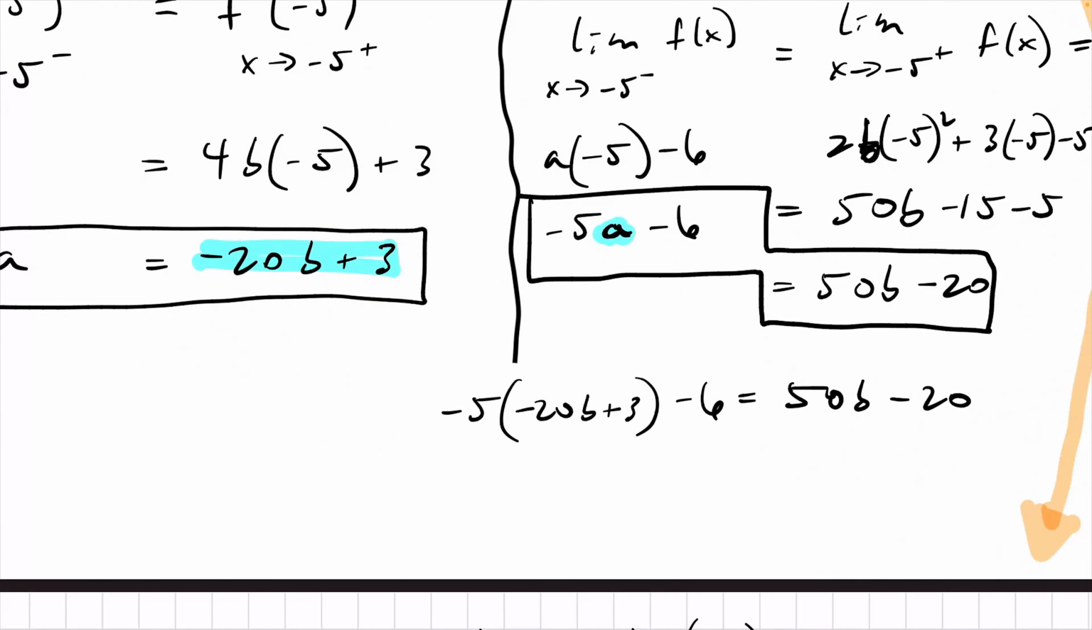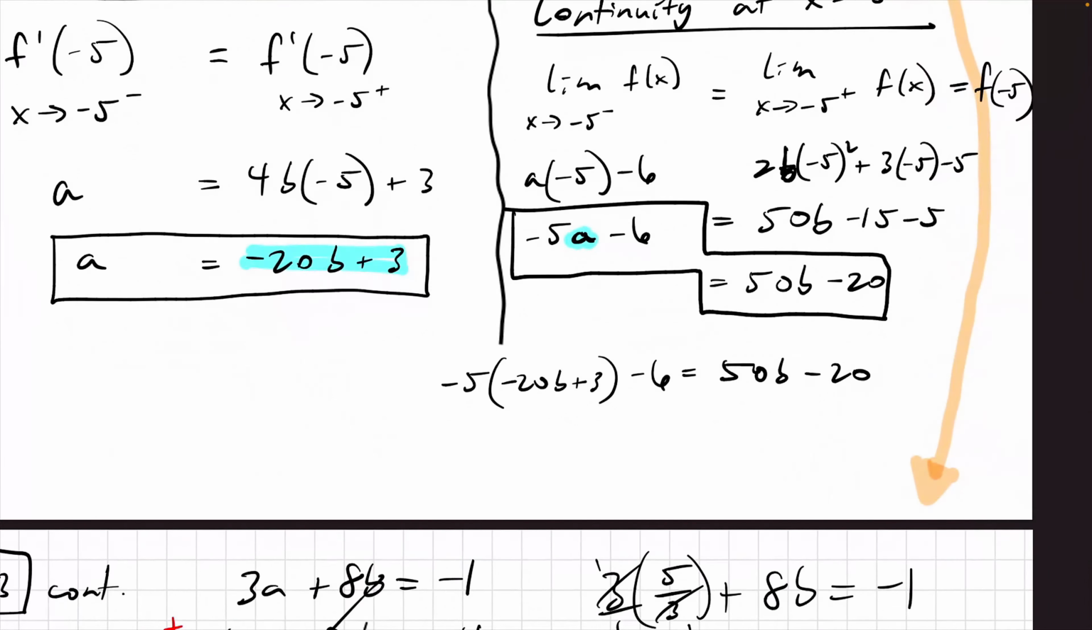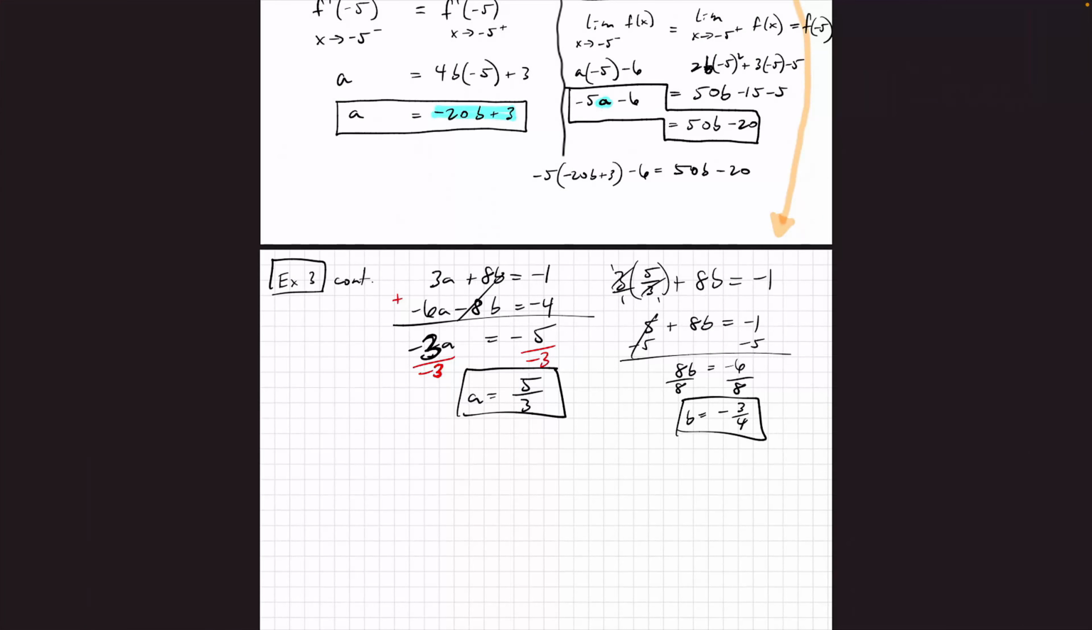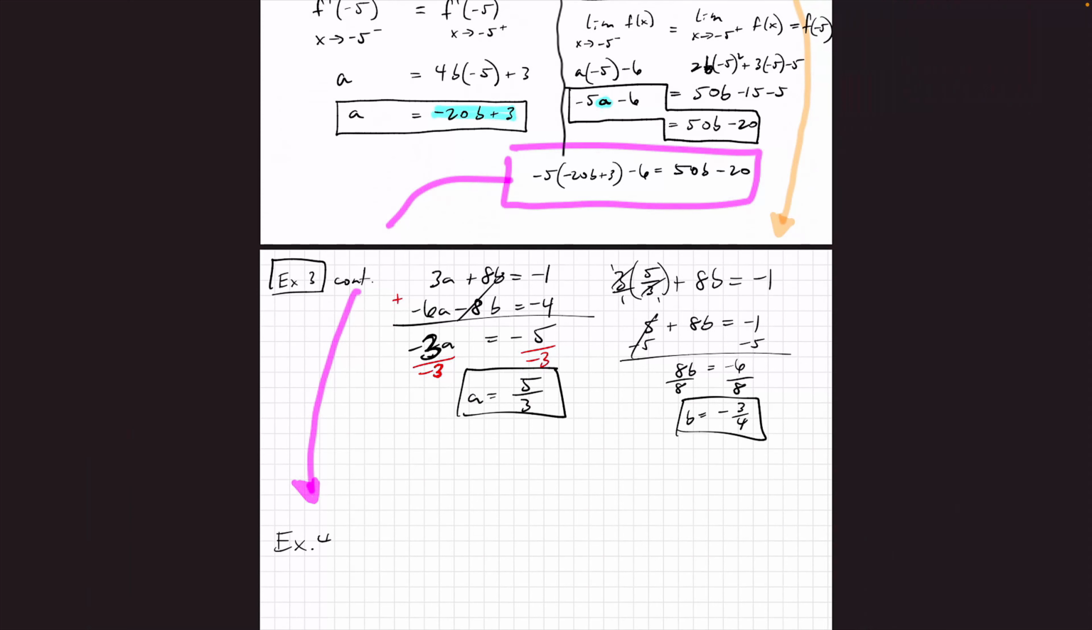So now in my equation, there's only b's. There's no a's in there now. Well, if there's only one variable, you can solve for it. Okay? So I'm going to do that down here. Okay, so this is example 4 continued.